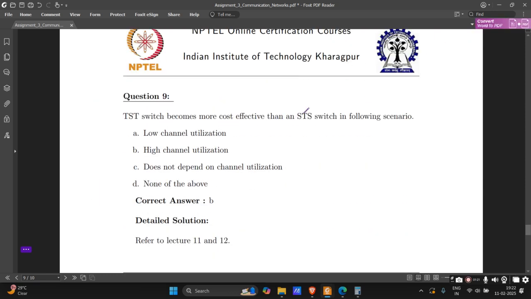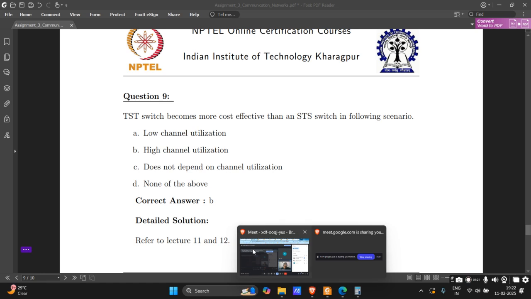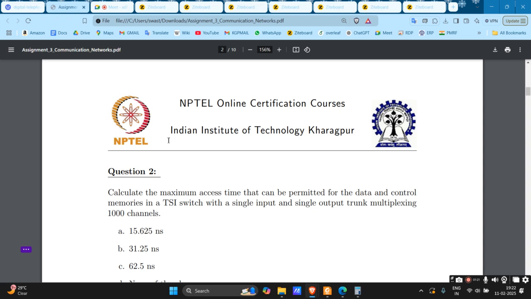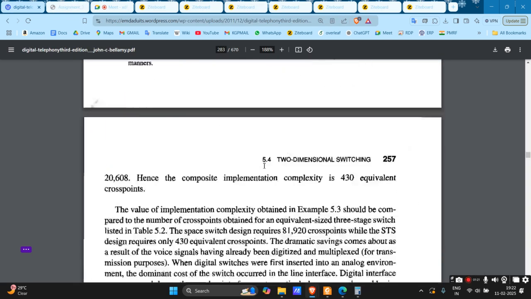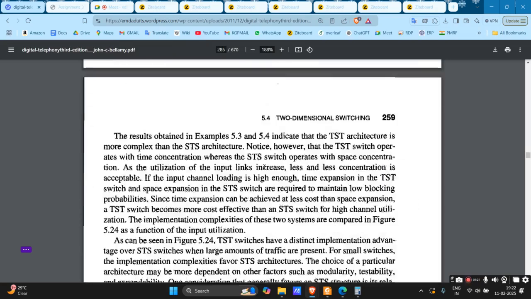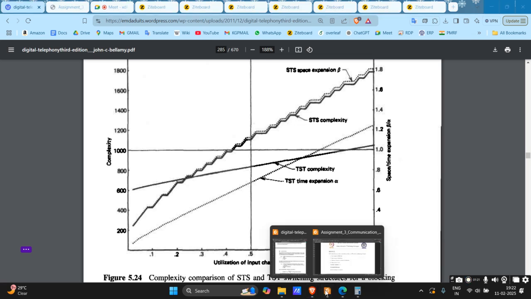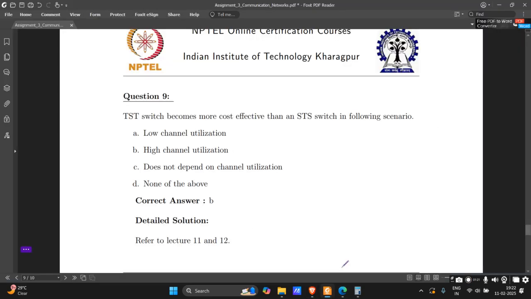Now TST switch becomes more cost effective than an STS switch. So let's go back to the graph. This is something that you just have to see the graph and get, because you cannot predict this. You see the graph and you see, when does STS become more advantageous? Sorry, not STS, TST I think. When does TST become more advantageous?